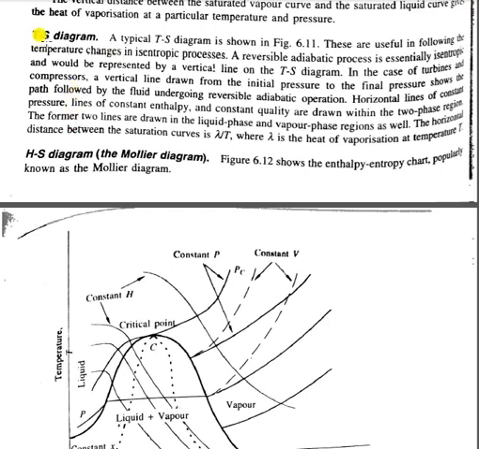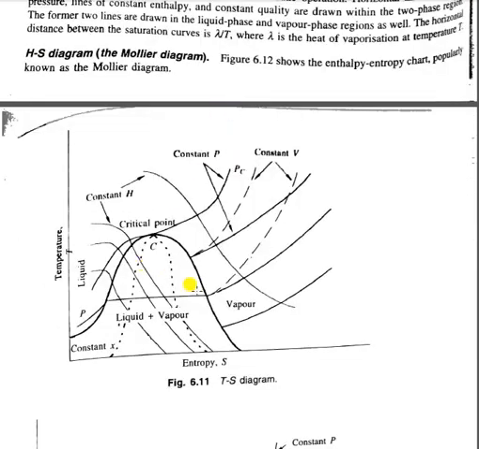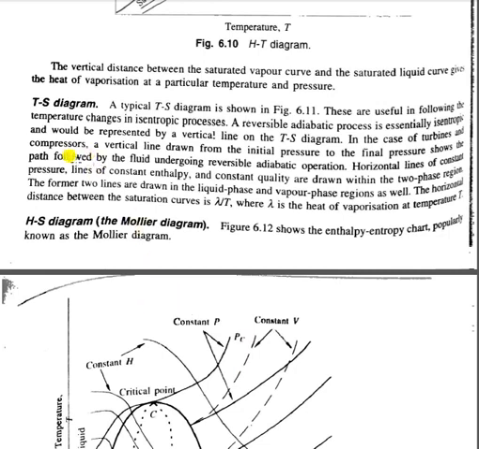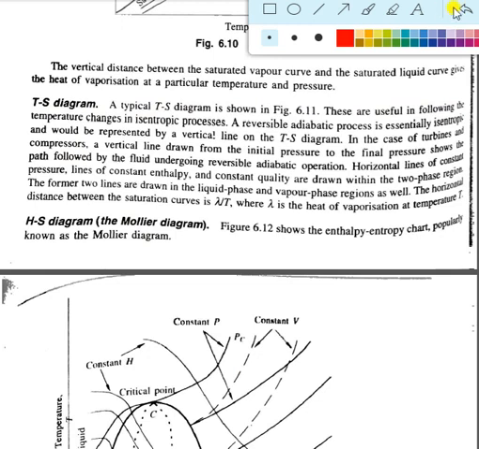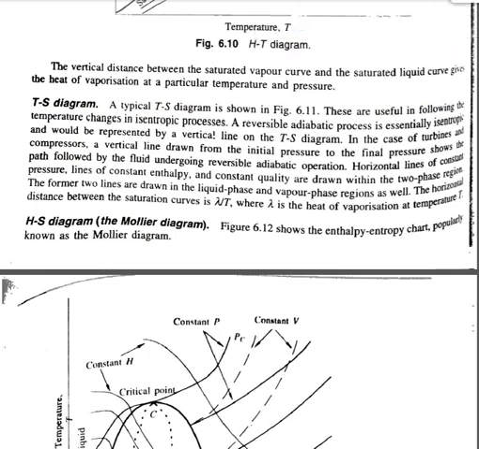So the temperature entropy diagram, let's see. Here figure number 6.11 is indicating the TS diagram, temperature entropy diagram. Okay, so a typical TS diagram is shown in the figure. These are useful in following temperature change in isentropic processes. For the isentropic processes, temperature changes.